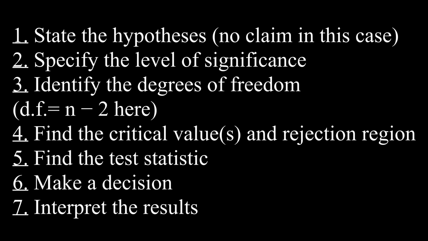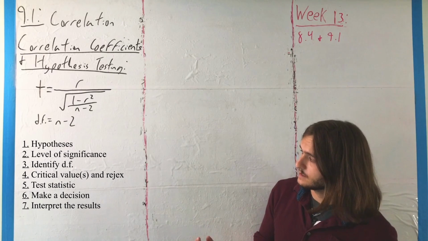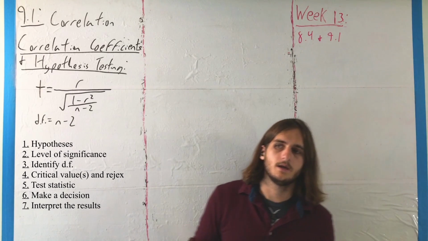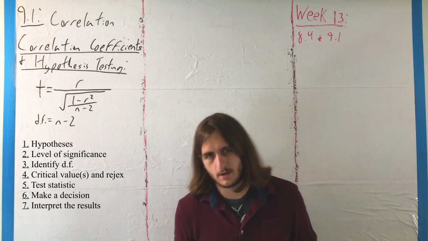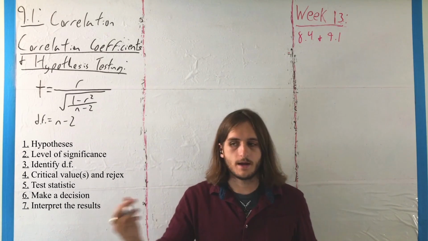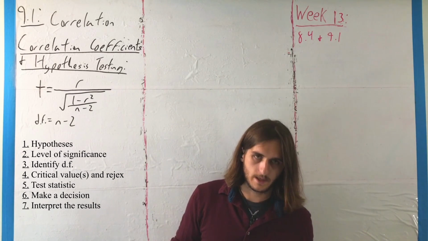First, we state our hypotheses, where in this case we don't actually have a claim. I'll talk about that in a second. Then we specify the level of significance, identify the degrees of freedom, where here that is n minus 2, sample size minus 2. Find the critical values and rejection region, get the test statistic t, make a decision, and interpret the results. Where in this type of test, we don't really have a claim because we're not operating under that assumption of whether or not there is correlation.